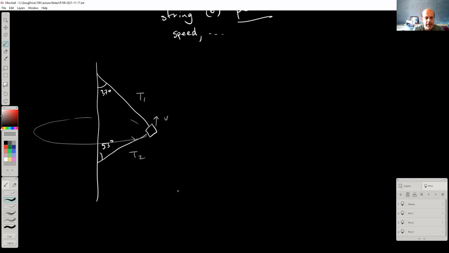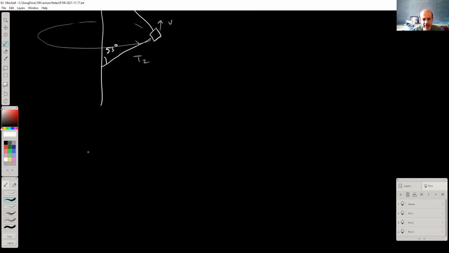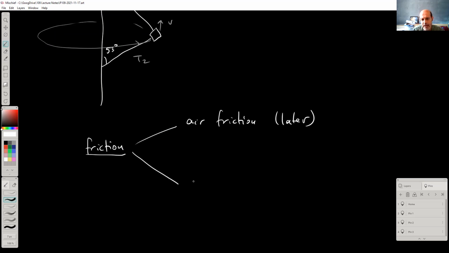Okay, but let me quickly say something about the frictions here. There are various forms of friction actually. We will talk about air friction later. Again, this is one of the promises, but it appears that I can deal with the air friction if I talk about the energy concepts first. And then we have solid on solid friction.